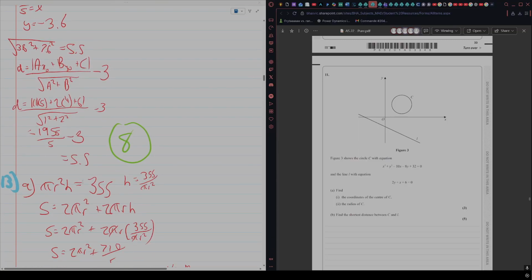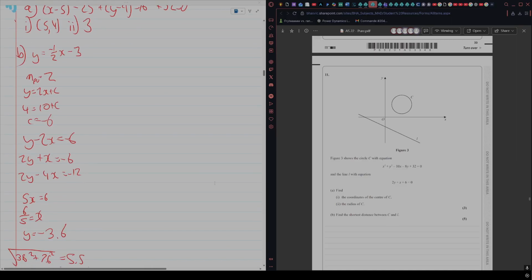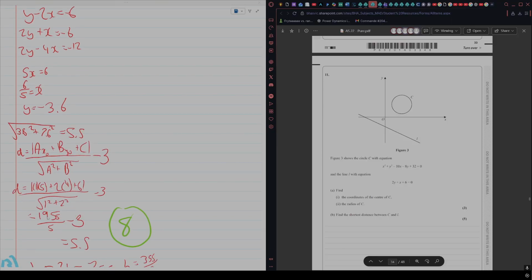All you have to do here is say that the radius is 3, and you get the coordinate where the two lines intersect, and the coordinates of the center. Find the distance between them, and then take away 3, which is the radius. So ignore what I did here. But you can see here, 19 root 5 over 5 minus 3.